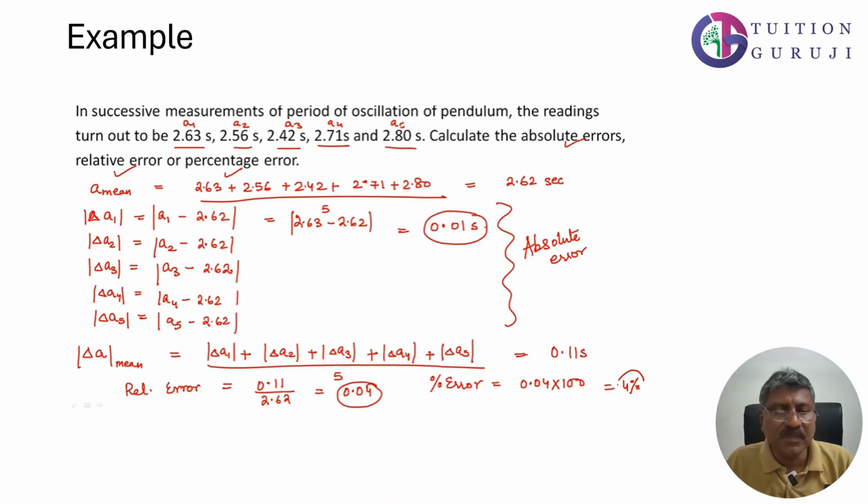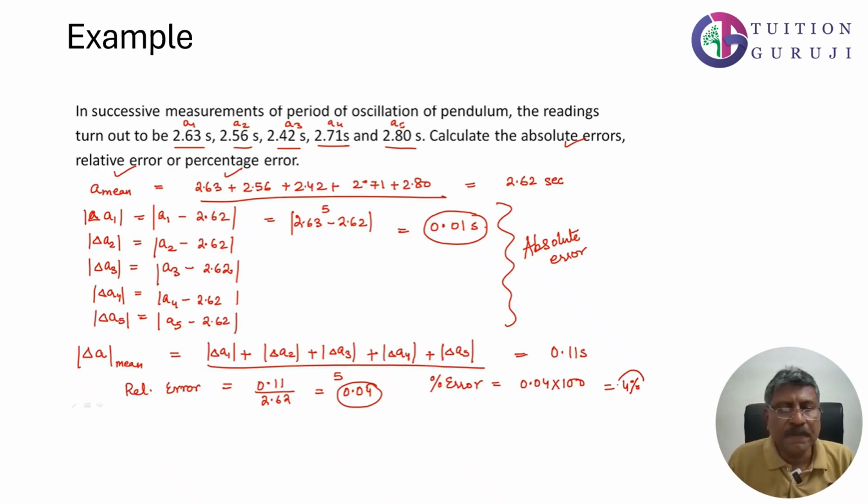So first we have to find out the mean of the measured values. For that we have to add all the values together and divide it by the number of experiments. Now when we add 2.63 plus 2.56 plus 2.42 plus 2.71 plus 2.8 divided by 5, it will give 2.62 seconds. Now we have to find out the errors.